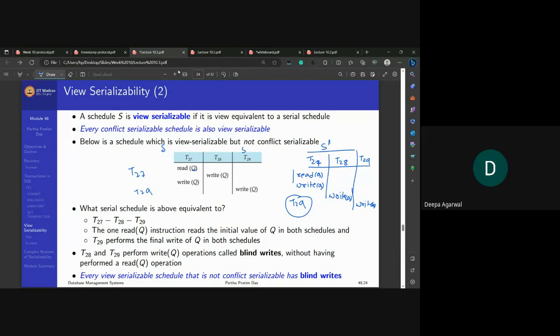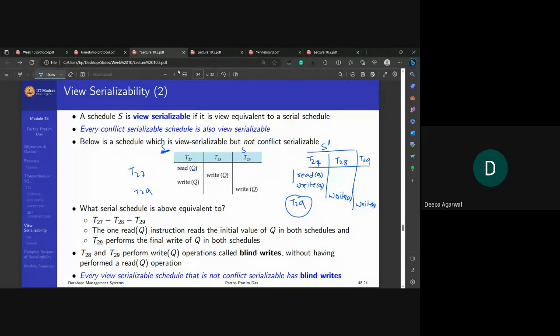Sir, in conflict serializable, we draw the precedence graph and then find the serial schedule. How do we find it in view serializable? You have to check. Let's take one example. Let's check whether this schedule is conflict serializable or not.